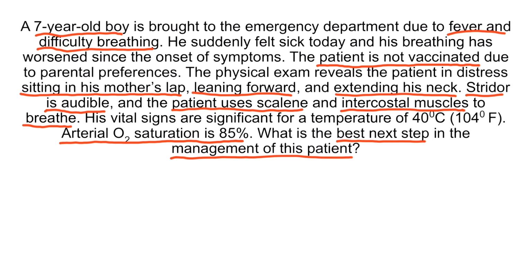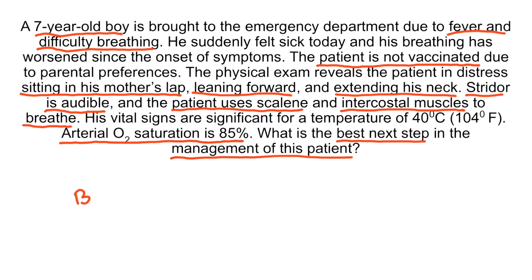All right, this patient presents with sudden onset of fever and difficulty breathing, accompanied by stridor. He is sitting up in his mother's lap, leaning forward and extending his neck. This is a tripod position that we discussed earlier, and it helps the patient with supraglottic obstruction to widen the airway. He's also using his accessory muscles to breathe and has an arterial oxygen saturation of 85%. Considering that this patient is not vaccinated, all of these findings are consistent with the diagnosis of acute epiglottitis.